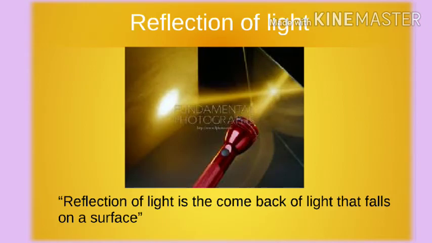I frequently use the term reflection of light, isn't it? So, what do you mean by reflection? Reflection of light is the comeback of the light that falls on a surface. Suppose when you light a torch, the light from the torch reaches an object. From the object, this light is reflected back to our eye. That's how we are able to see that particular object.